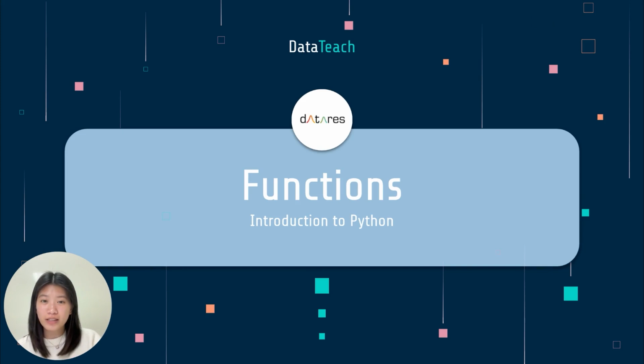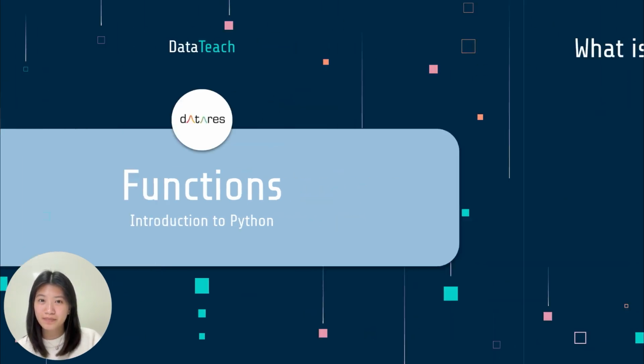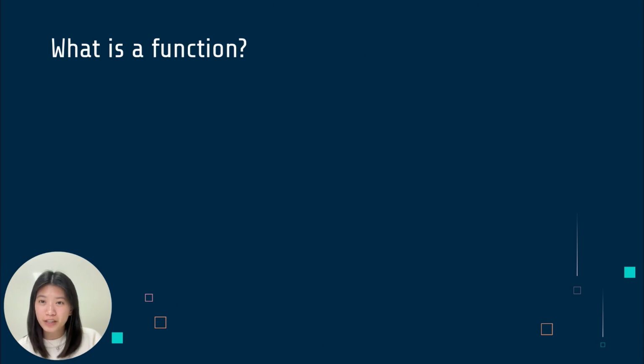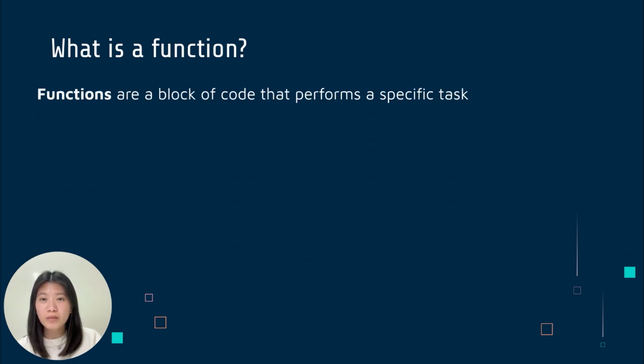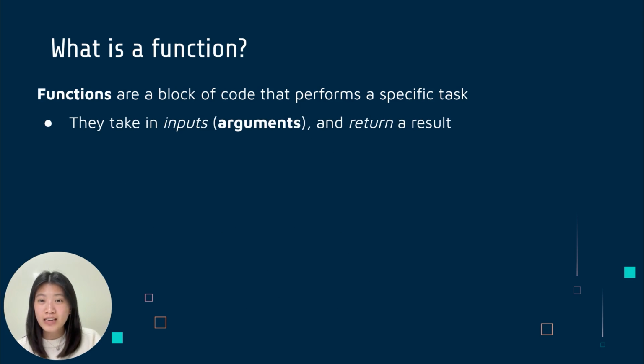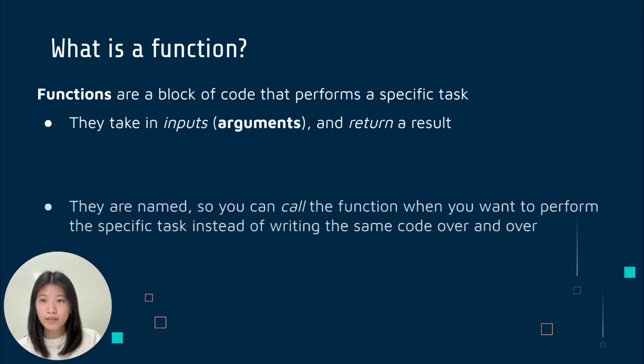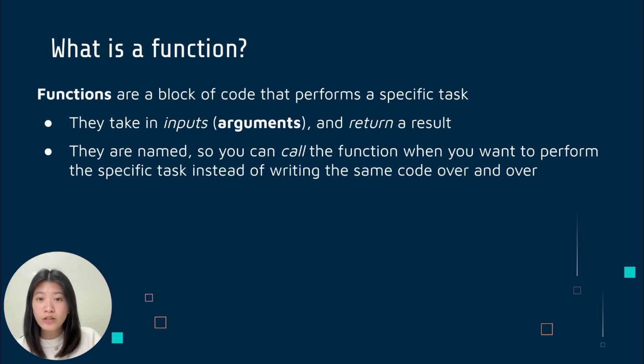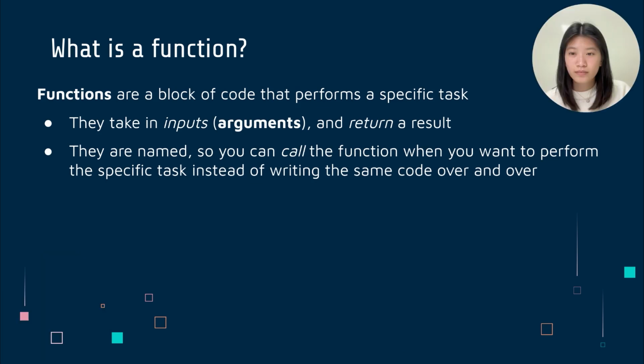Today we'll be going over Lesson 4, which is our final lesson of this chapter, on functions. So firstly, what is a function? A function is a block of code that performs a specific task. They take in an input, which is also known as an argument, and they return a result. Functions are also named, so you can call the function when you want to perform the specific task instead of writing the same code over and over.